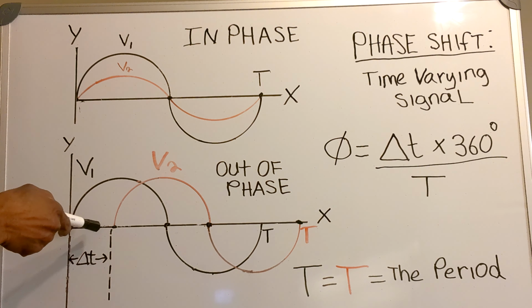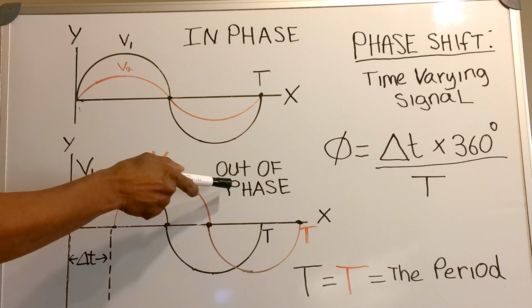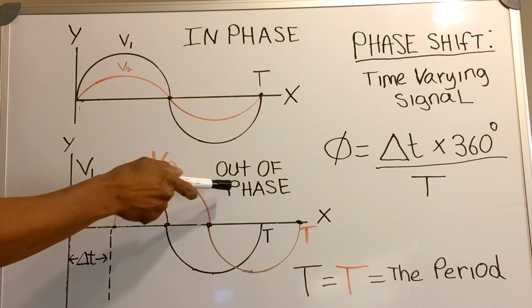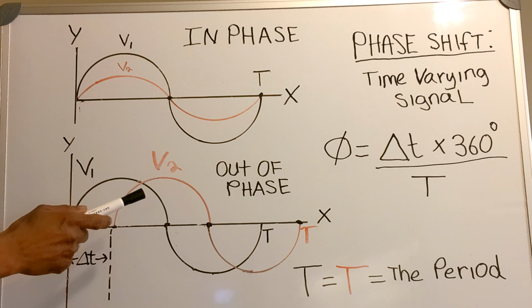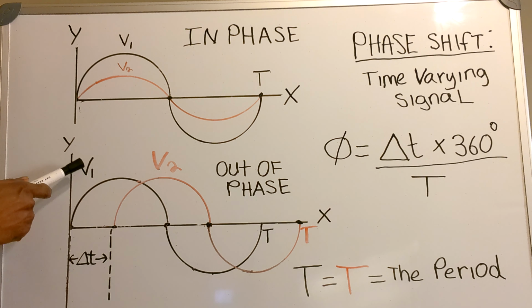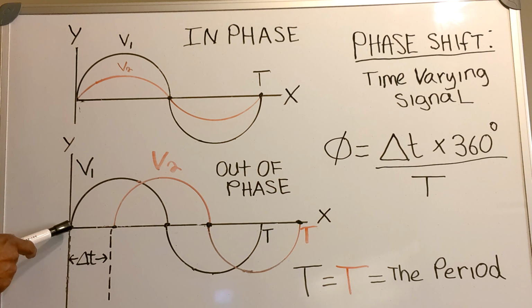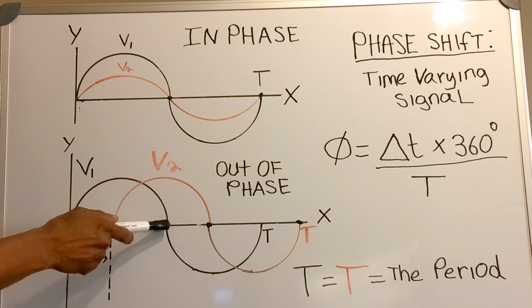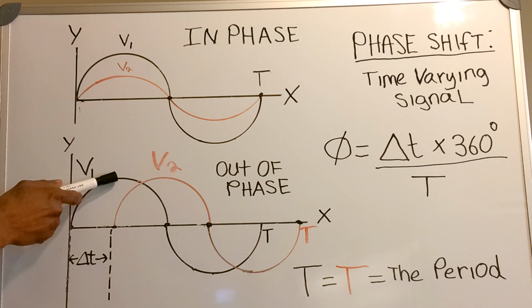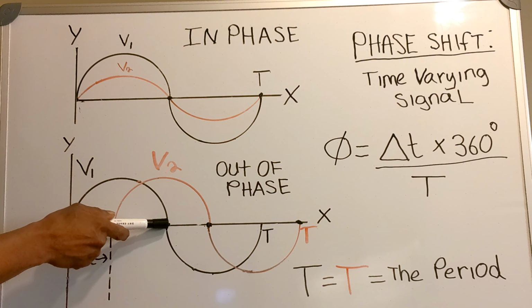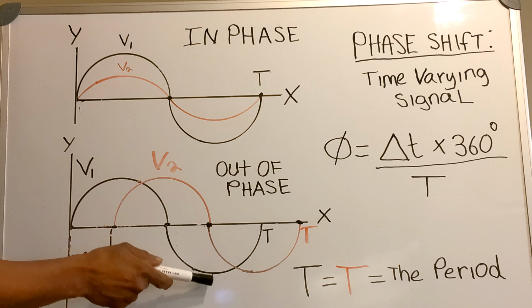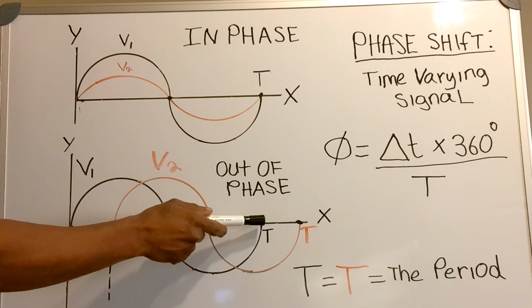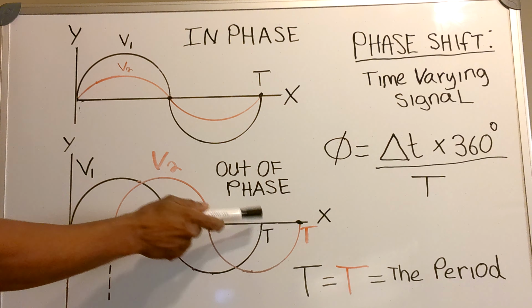Now this waveform here is out of phase. Now why do I say that it's out of phase? V1 starts at zero, right here. It goes back to zero right here. It peaks right here, goes back to zero right here, peaks right here, and goes back to zero right here.